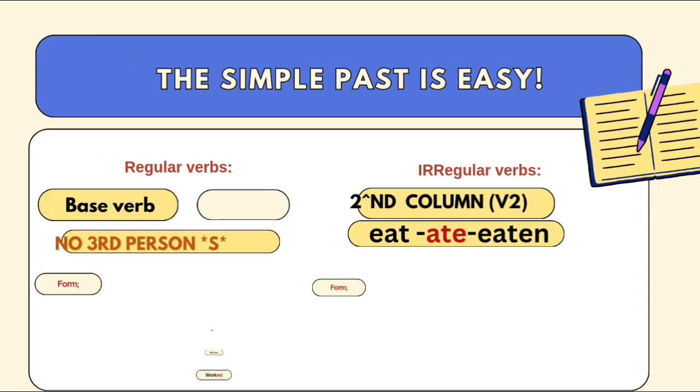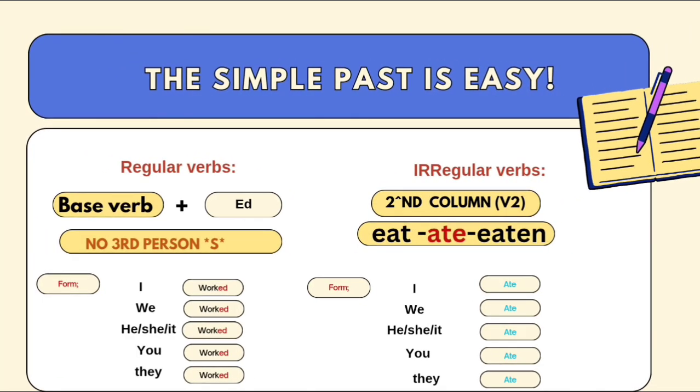Let's get started with the simple past. The simple past is easy. Here's how to make it. For regular verbs, you need the base verb and you add ed at the end. So work is your base verb and then you add ed. Super simple. For irregular verbs, it's a little bit more complicated.